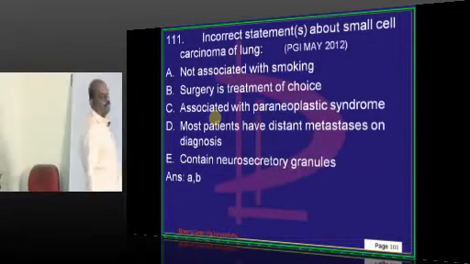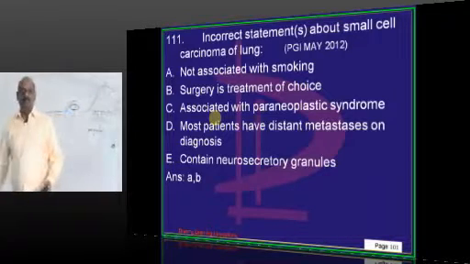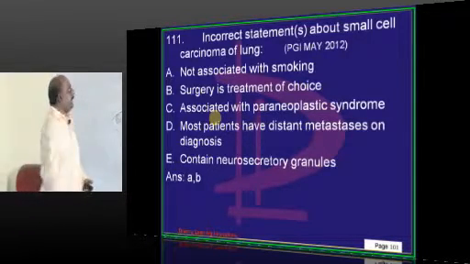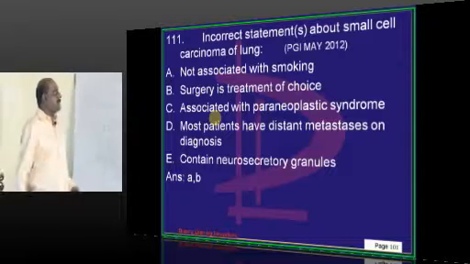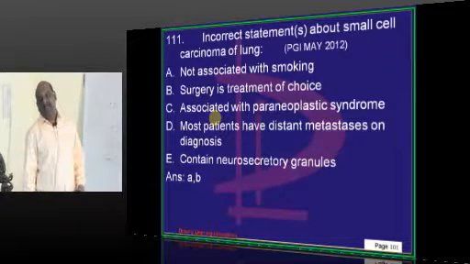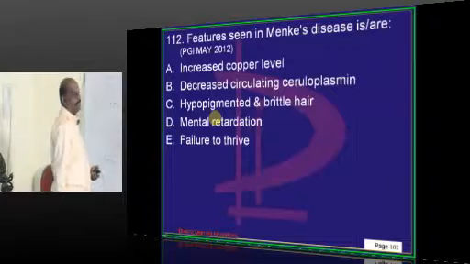Surgery has no role. It is associated with smoking. And the remaining things are true. Paraneoplastic syndromes are common, neurosecretory granules are there in small cell cancer.